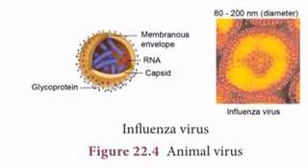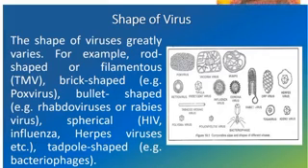The next one is the virus which infects or kills bacterial cells. Such viruses are called bacteriophages. Example: T4 bacteriophage. The next one is classification of viruses based on shape.